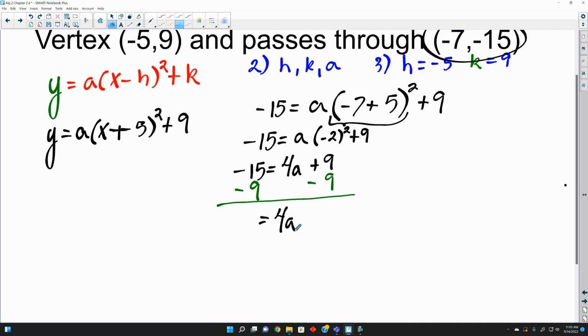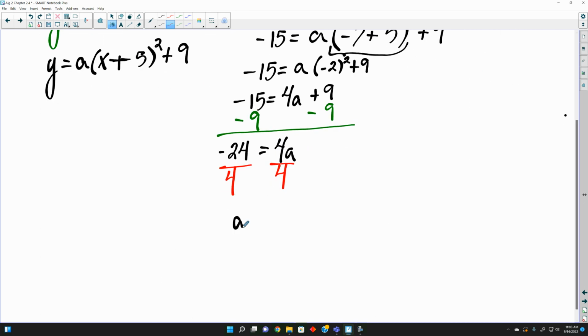You're welcome. Telling us that 4a is equal to -24, because -15 minus 9 is -24. Questions on this here so far? And last but not least, we would need to divide by 4. Telling us a is -6.